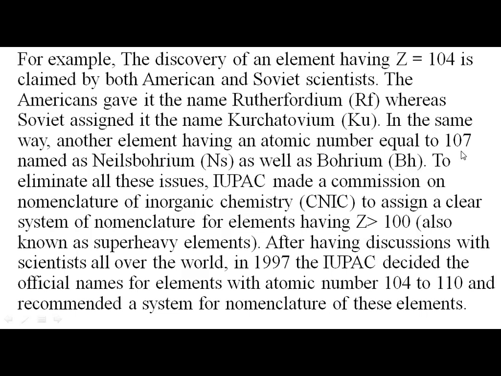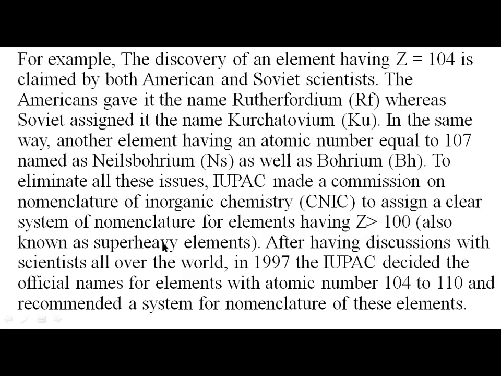Therefore, to eliminate all these issues, and there was a fight between at least Rutherfordium and Kurchatovium, a big fight. Americans were saying it is Rutherfordium only because we have discovered it. Soviet scientists were saying it was Kurchatovium because we have discovered it. So to eliminate all these issues, IUPAC, International Union of Pure and Applied Chemistry, made a commission of nomenclature in inorganic chemistry to assign a clear system of nomenclature for the elements having atomic numbers greater than 40.